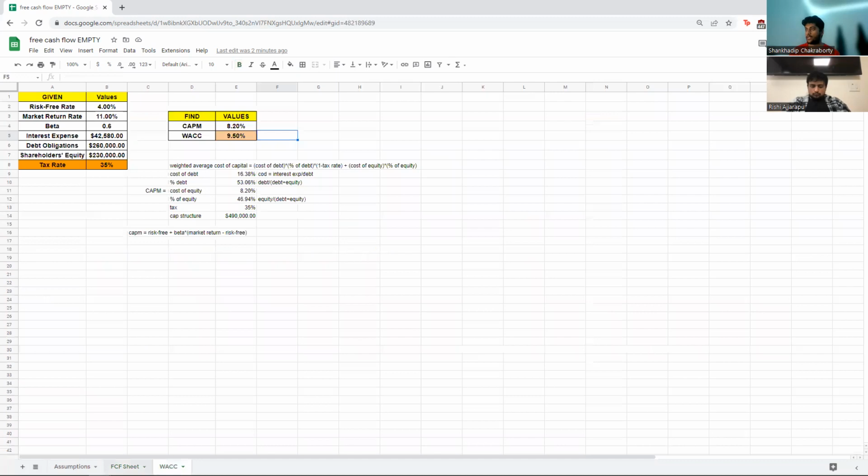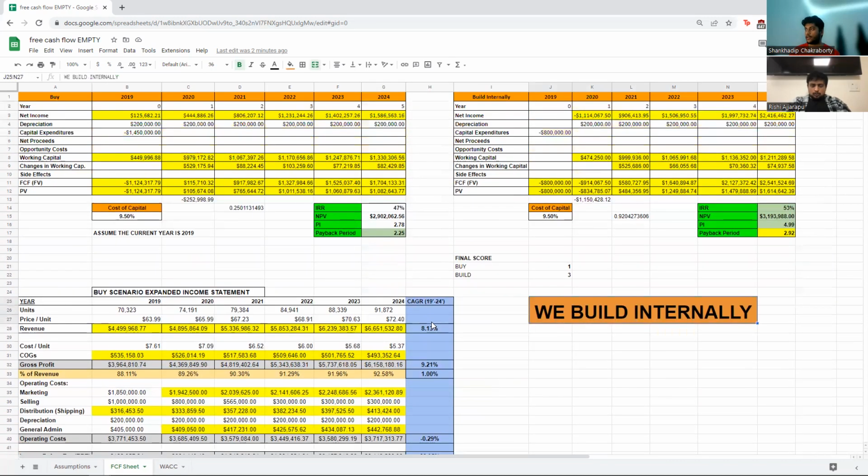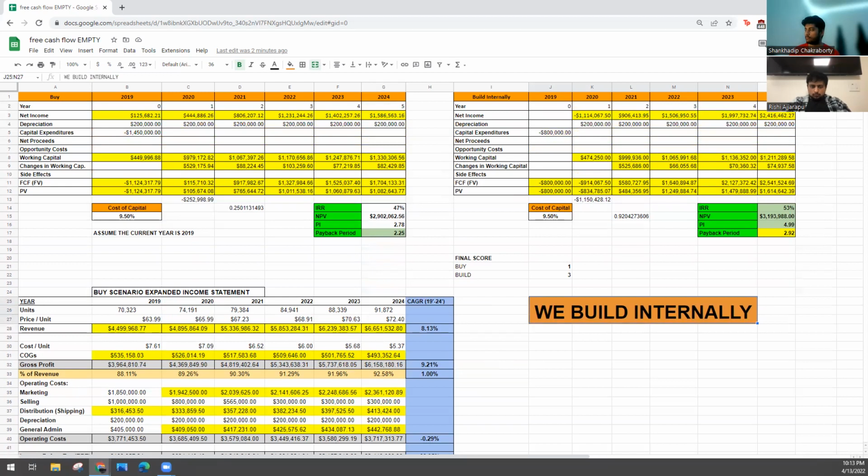Once again, this is the WACC calculation linked here, and we are done with the Excel demo.